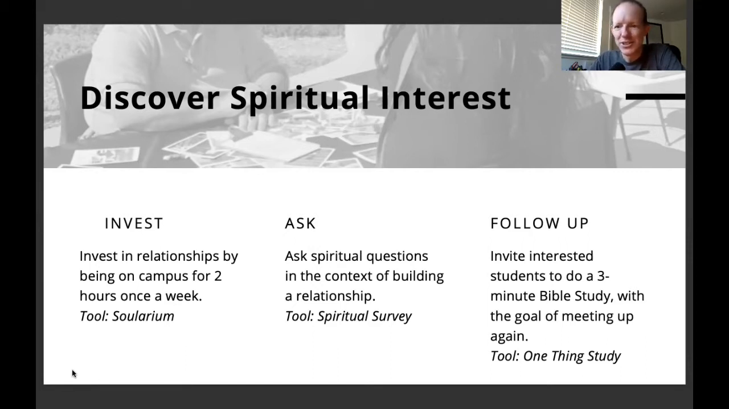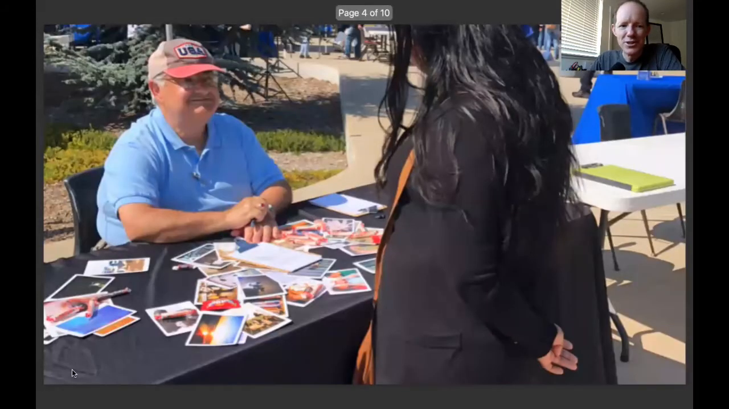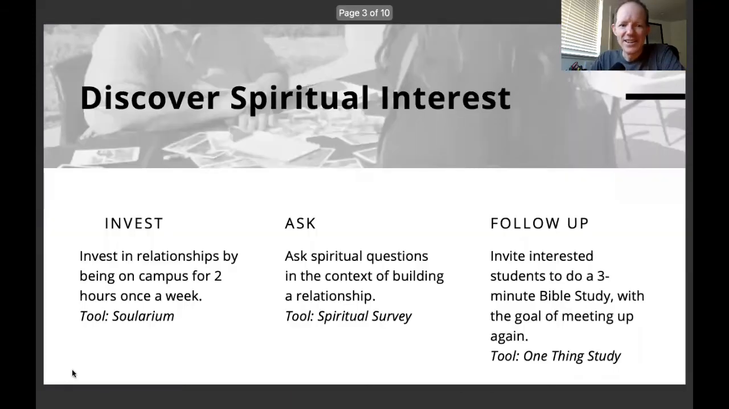Great tool is Solarium Survey. Here's a picture of my friend Jim on campus at Community College in Lompoc, California. We just throw these pictures, it's called Solarium, out on the table. Throw some candy on top and students come by and take the survey. There's 3 questions. And the last question is the spiritual question that gives us an idea of where they're at spiritually.